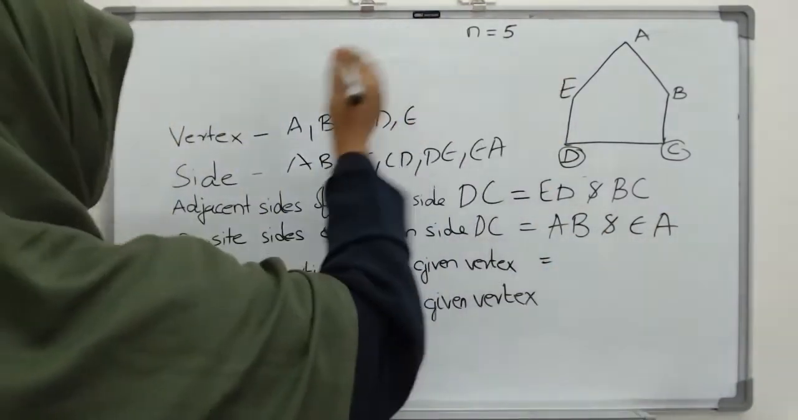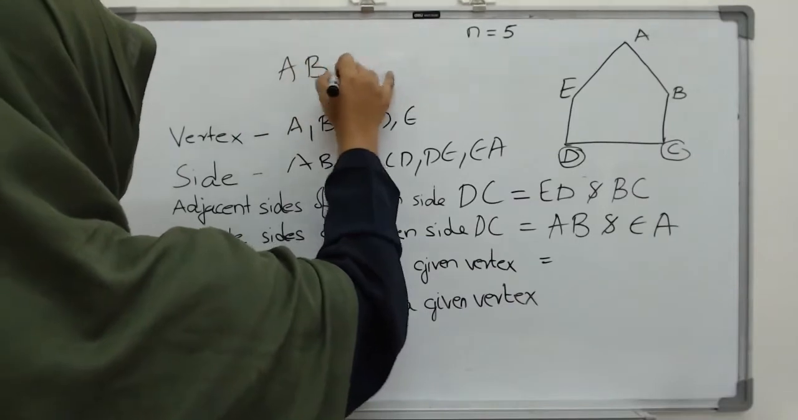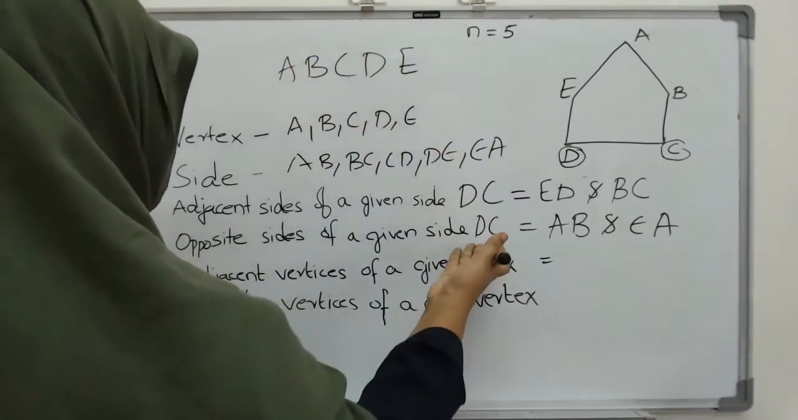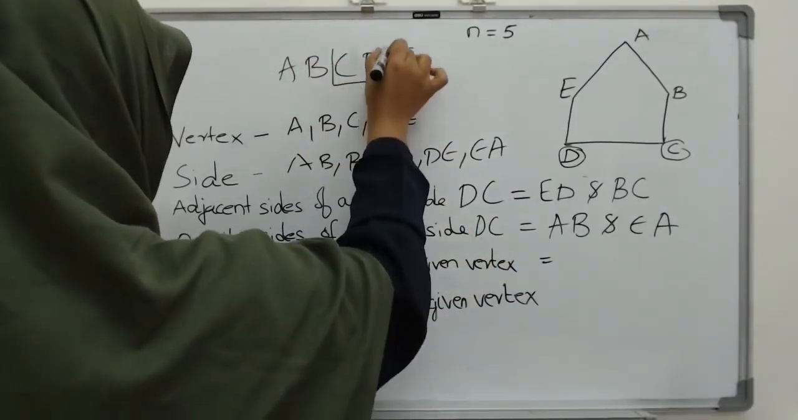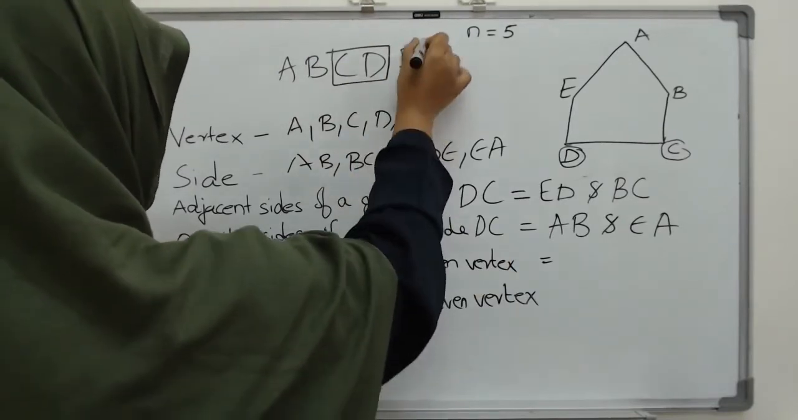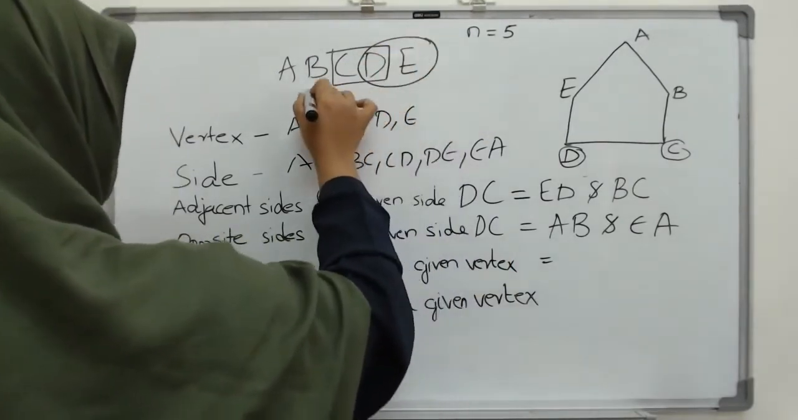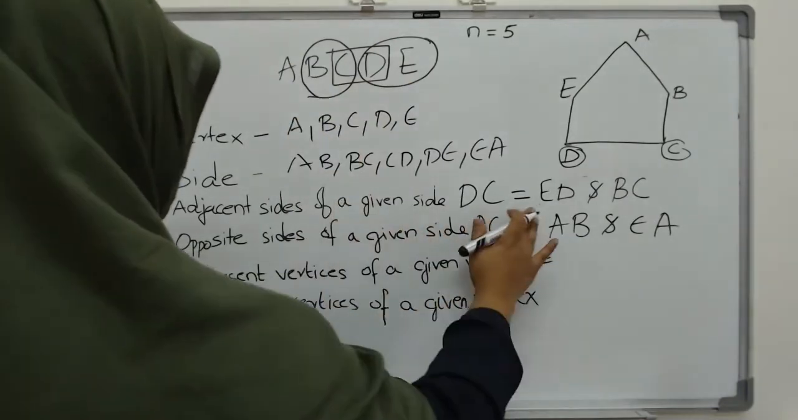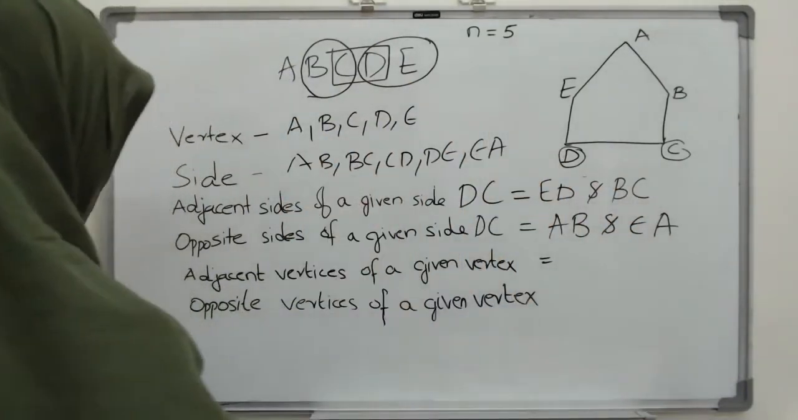And for this you don't even need the picture. Just write down its name. You can get the answer from the name itself. DC. What are the 2 sides which come nearby? This side comes nearby and this side comes nearby. See, BC and ED. You have the answer there.